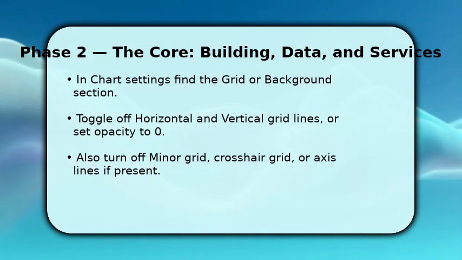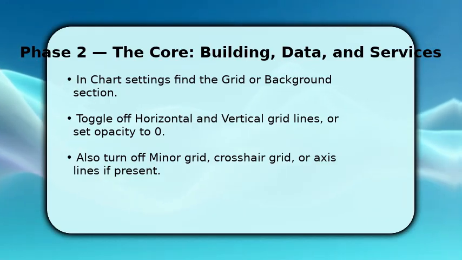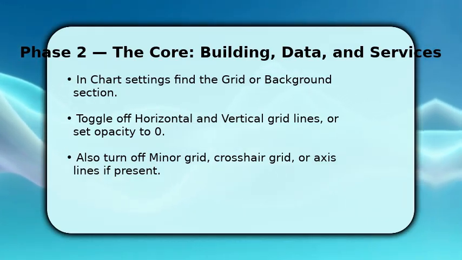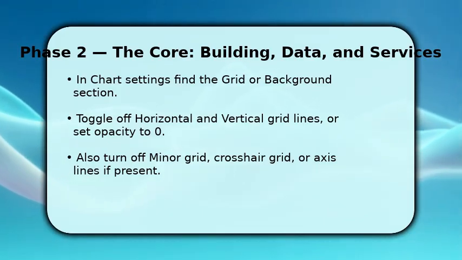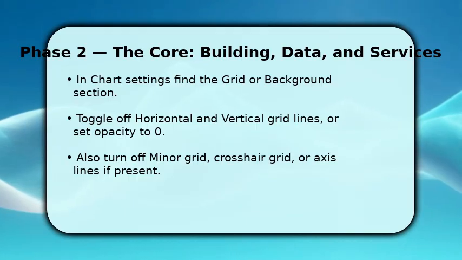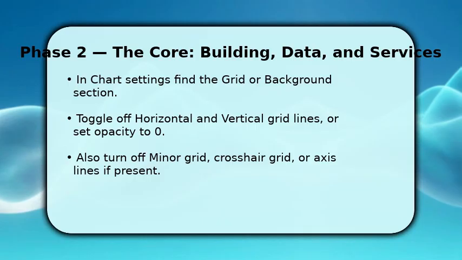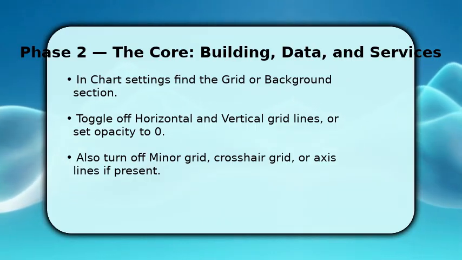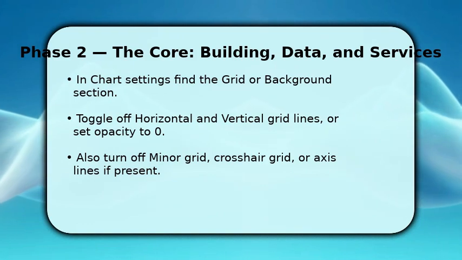Once in the settings, locate Grid or Background and turn off horizontal and vertical grid lines. You can also set grid opacity to 0% if a toggle is absent. Make sure to check for separate minor grid or crosshair grid options and disable them too, because TradingView sometimes separates major and minor grids. If axis lines remain, go to Scales and disable axis lines or set color to transparent. After making changes, click OK or Save to apply them to the chart.